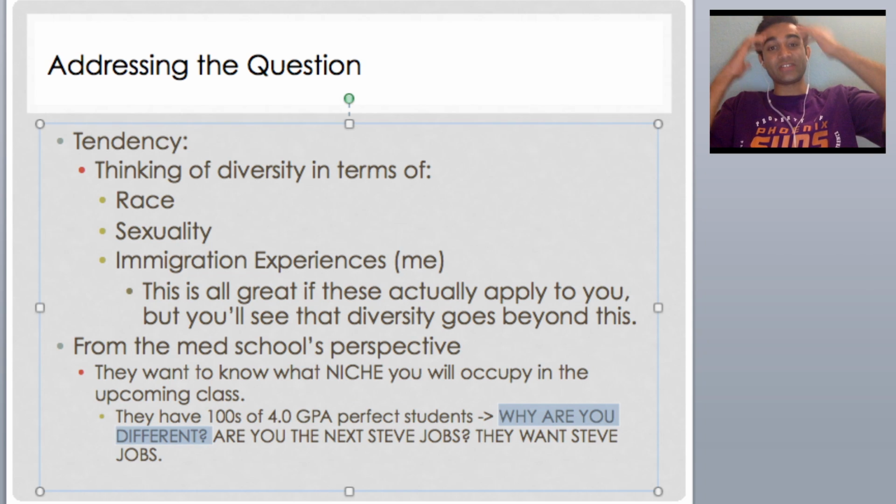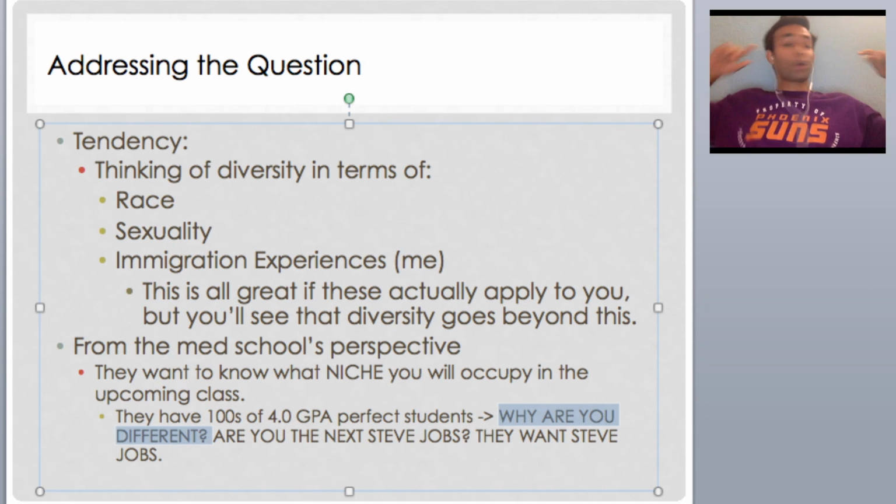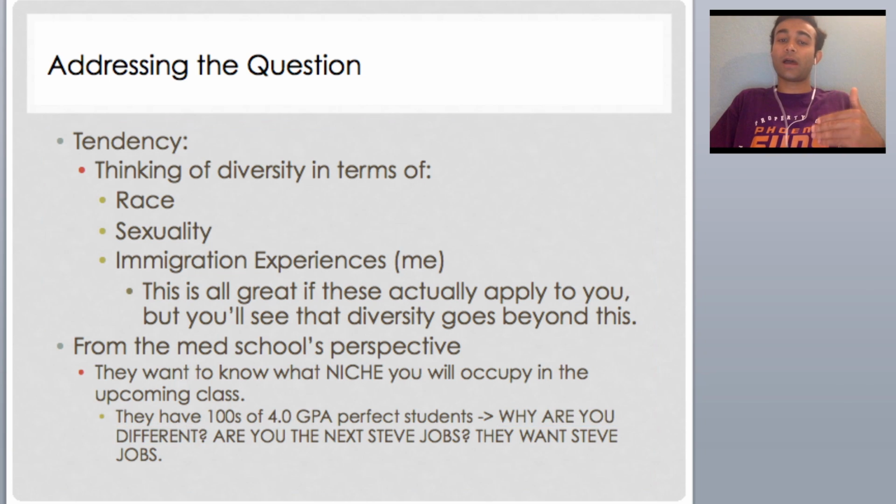I take the example here of Steve Jobs. Steve Jobs struggled through high school, wasn't the brightest student, dropped out of college, and even after that, he went on to create this massive empire of Apple. And basically, like med schools, they want people like Steve Jobs. They want to know people who are going to be different. They want people who are passionate about certain things. All right, so that's kind of what you want to think about. Like, what niche are you going to occupy, and how does that contribute to the person you are?